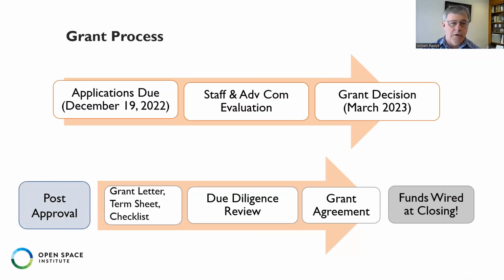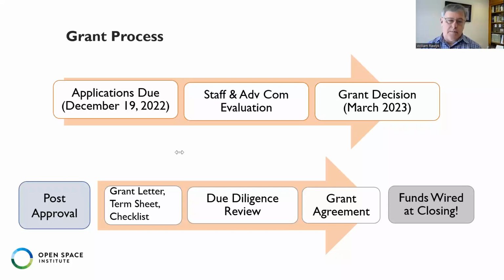And I'll just go over our grant process. So our grants follow a predictable process. In this round, applications are due December 19th. We typically allow about 8 weeks for you to complete your applications and turn them in. Then we go through a staff and advisory committee evaluation with grant decisions coming in March 2023.